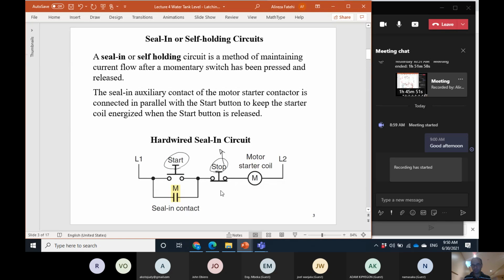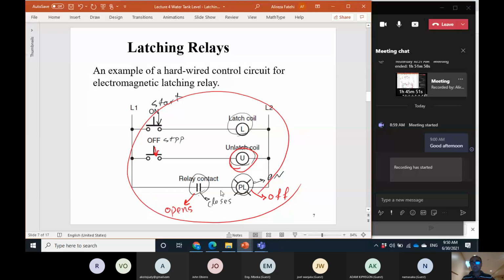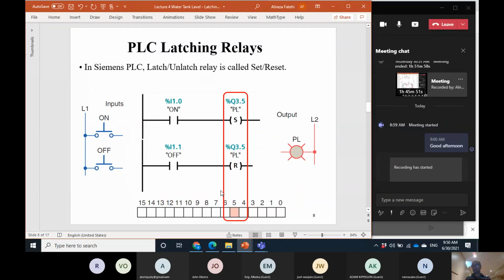From the operator, because the operator doesn't care about the detail of the control system. The only thing that they need is this. Okay, a start, a stop, open, close, on, off, and the motor or the pilot light or something that turns on and off depending on that. Momentary push on this. PLC also has these latching relays. In Siemens, instead of latch and unlatch, they use set. They call that set reset. It is the same. They call that set reset assignment coil instead of latch and unlatch.